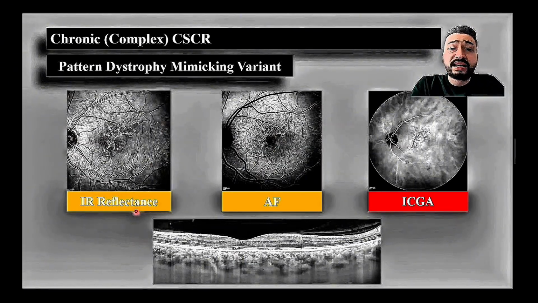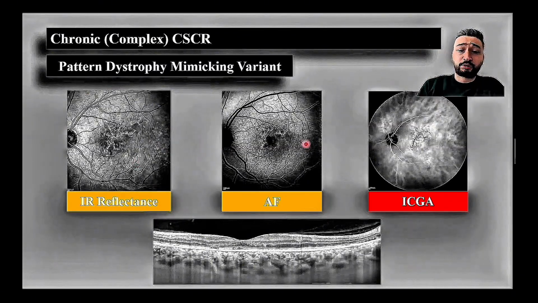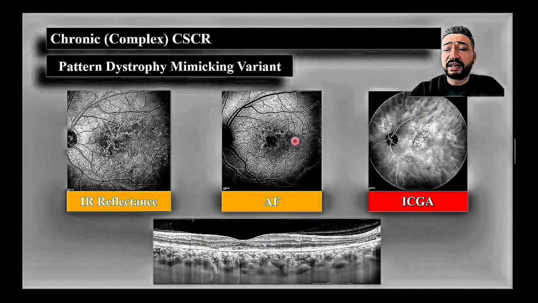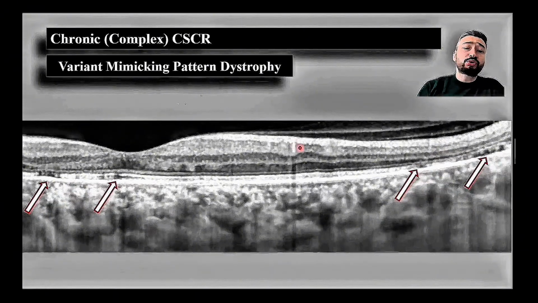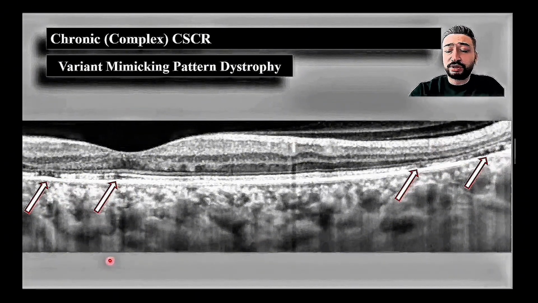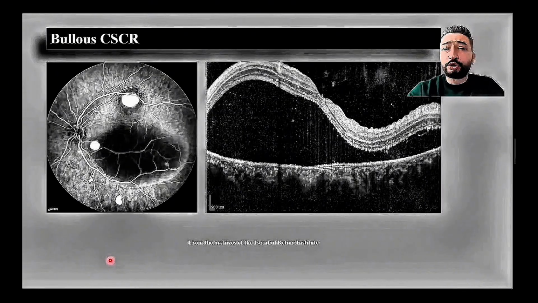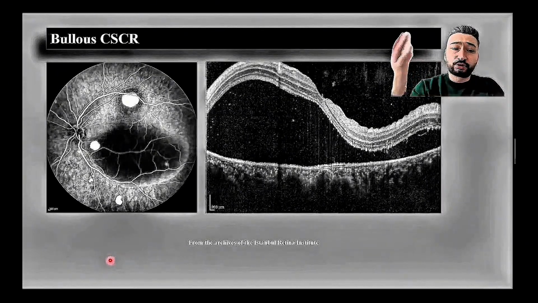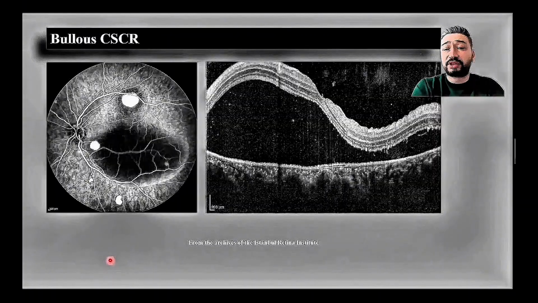Another form we see mimics pattern dystrophy, though you may not encounter it very often. This looks like pattern dystrophy in infrared reflectance and autofluorescence imaging. We diagnose these by seeing choroidal hyperpermeability in green angiography. These patients are also characterized with shallow fluid on OCT. They are often mistaken for pattern dystrophy. The bullous type typically exhibits significant leakage from multiple locations, frequently leading to mistaken identity with rhegmatogenous retinal detachment.